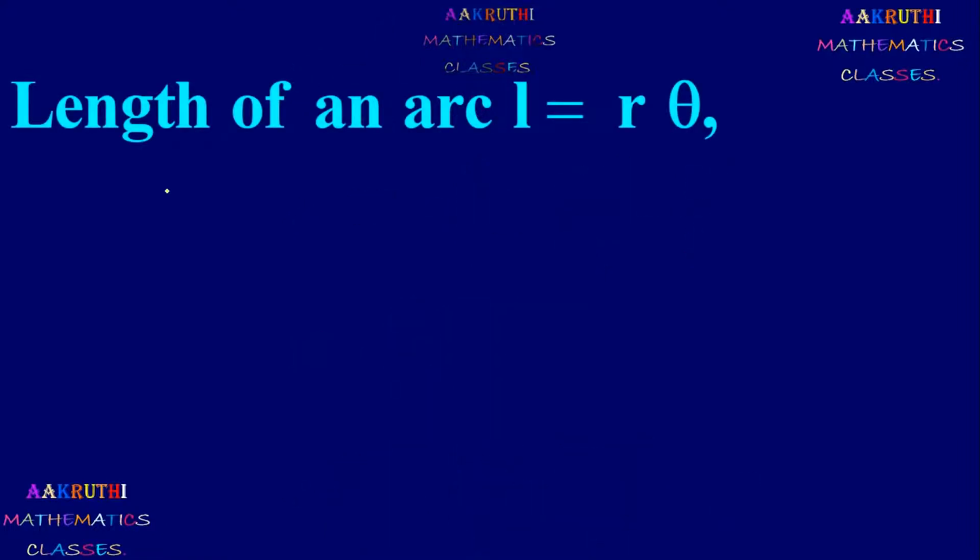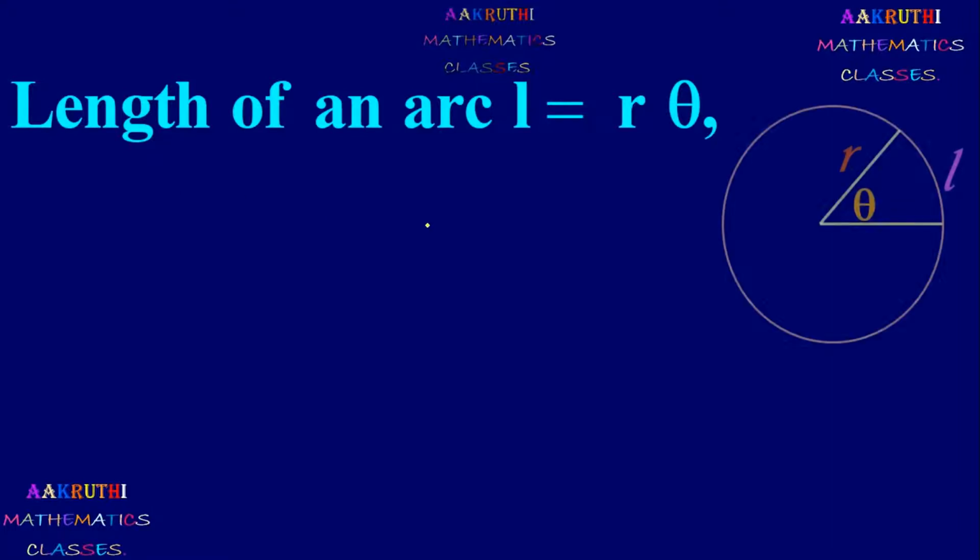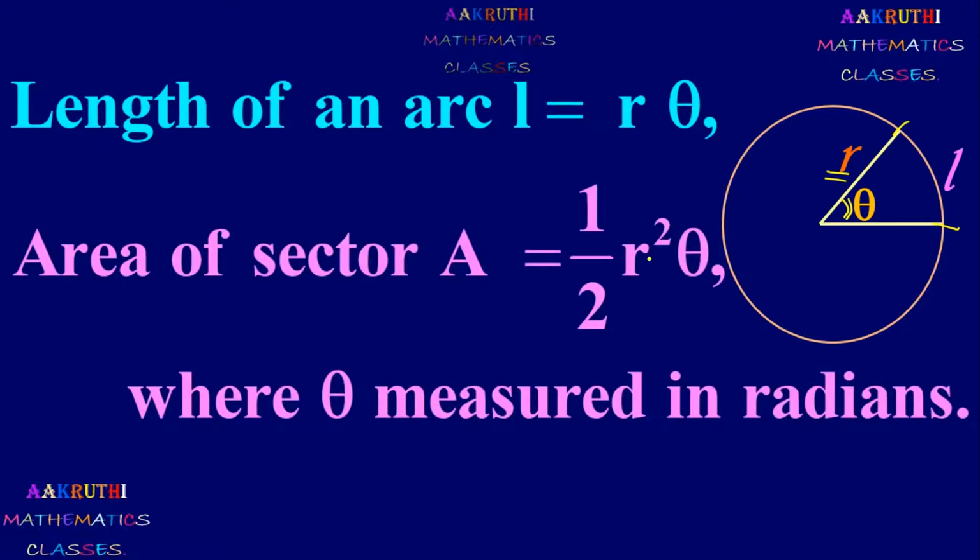So next formula, length of an arc, L equal to r theta. If you want to find the length of an arc in a circle of radius r and central angle theta, then L equal to r theta. So this is the length of an arc formula. And area of sector, A equal to half r square theta. Sector means the area bounded by 2 radii and this arc. So this portion is the sector of the circle. If you want to find this area, directly we can use the formula A equal to half r square theta.